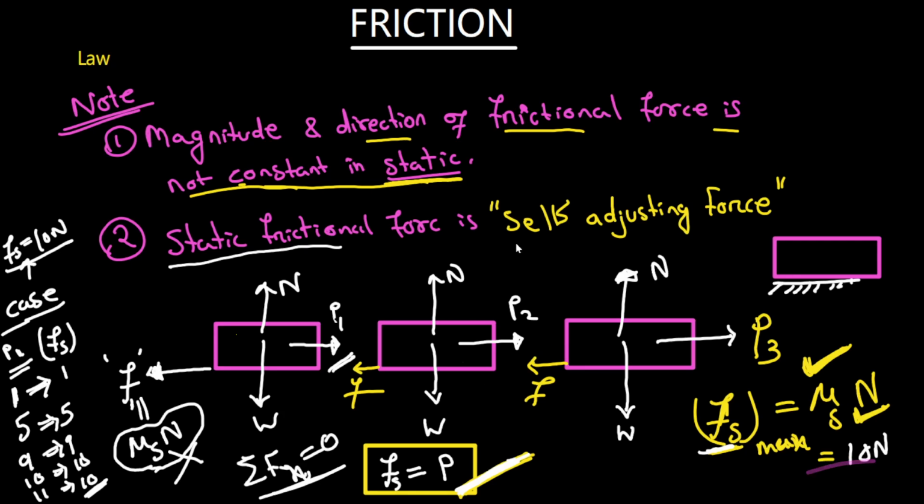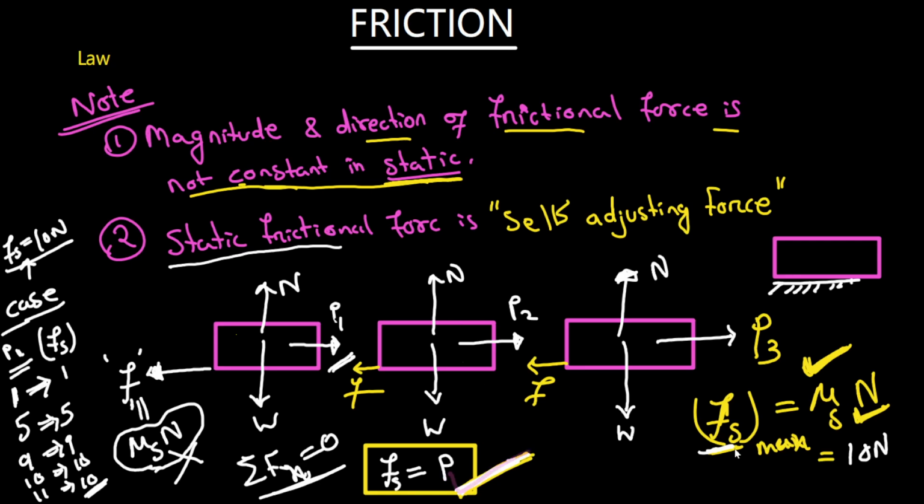That's why I was saying it's a self adjusting force, because the magnitude of the static force is adjusted by itself. And the magnitude and direction of the frictional force is not constant in static. I have said the magnitude is not constant, we have seen. Why am I saying the direction of the frictional force is not constant in static? We'll see. Now you got how to calculate the static frictional force.